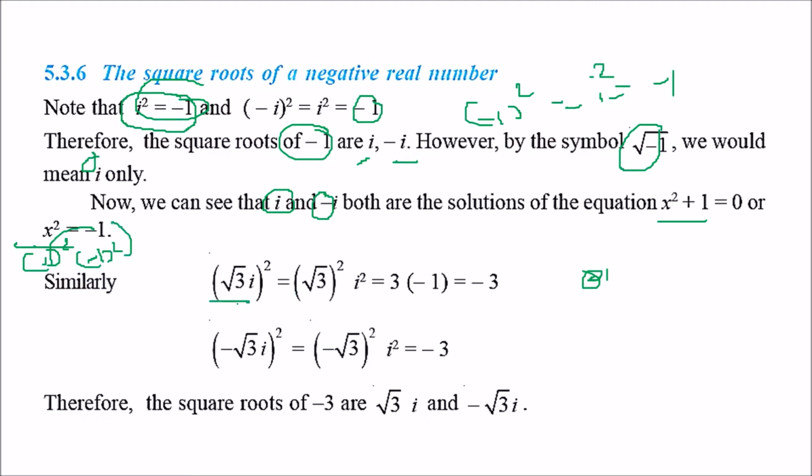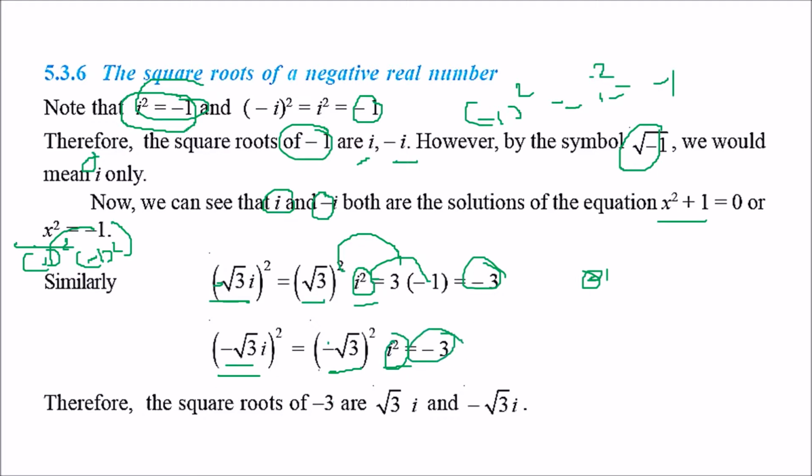What about this root 3 i? Take these separately, root 3 square and i square. Root 3 square will give you 3, i square will give you minus 1. So it will be minus 3. Again take minus root 3 i. Just keep this value and i separate. Root 3 square is 3 and this minus will become plus. i square is minus 1, so it will give you minus 3.